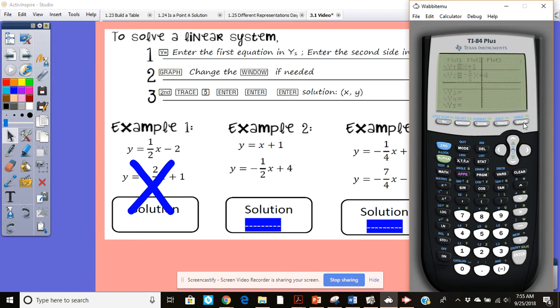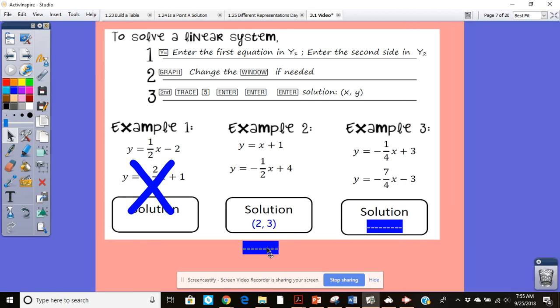And then you're going to do graph, and make sure you can see your intersection. And then second, trace 5 will give you the intersection. And then you have to hit enter 3 times. So 1, 2, 3. And you need it to say intersection down here. So the solution to this system of equations is x is 2 and y is 3. So as an ordered pair, that looks like 2, 3.